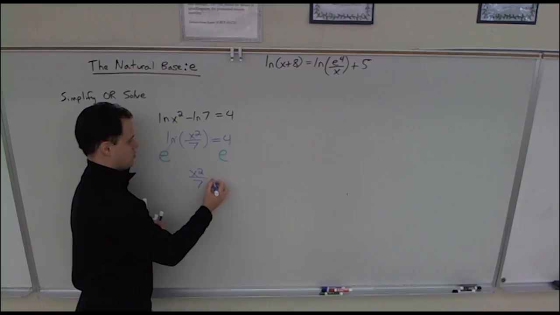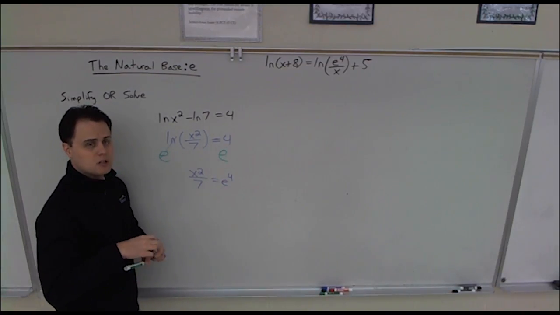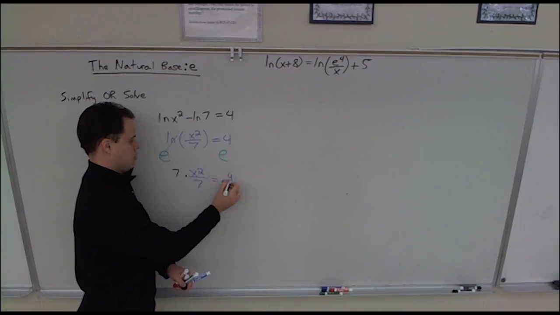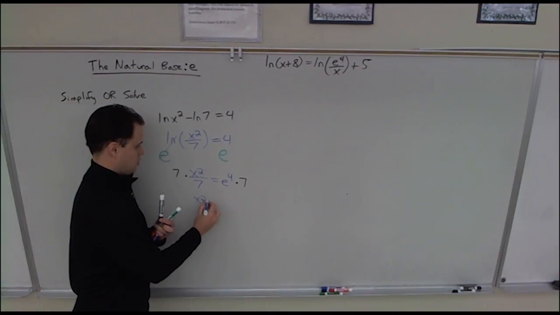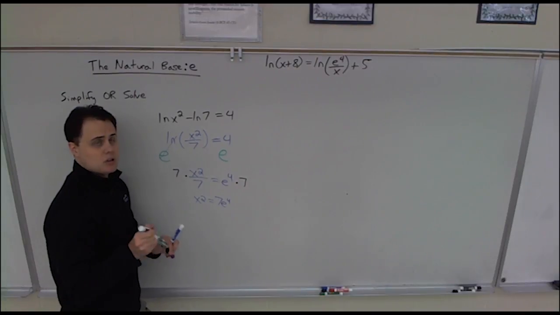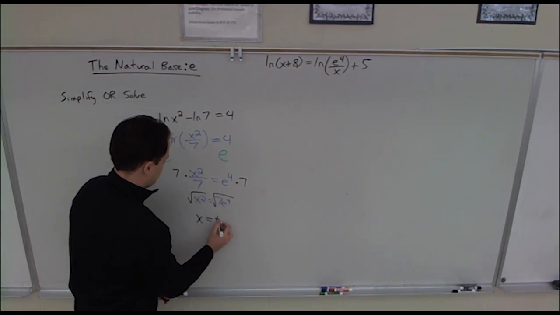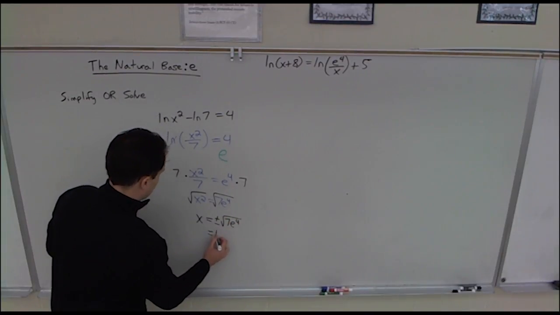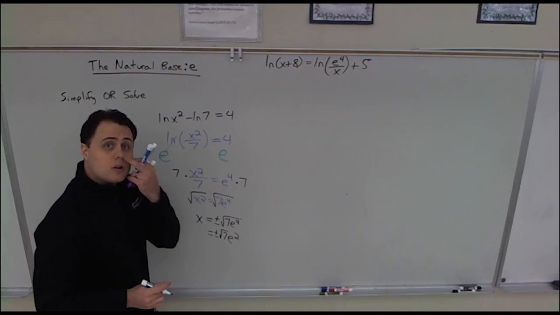You get x squared over 7 equals e to the 4th power. That's just some irrational number. Don't let it intimidate you. You're solving for x, so times 7 times 7. You get x squared equals 7e to the 4th. And to get rid of squared, of course, we square root. You get x equals plus or minus the square root of 7e to the 4th, which is plus or minus root 7, and square root of e to the 4th is e squared.